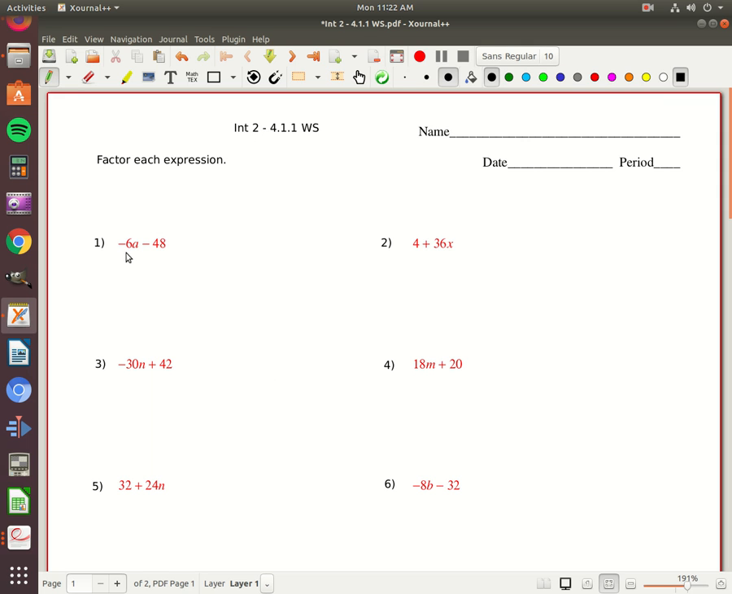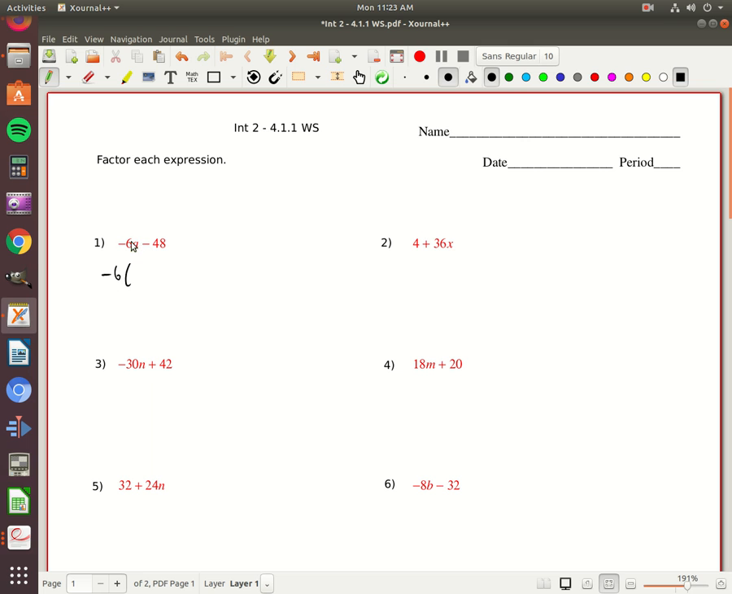So if I look here, I know that I can take a negative, right? They both have a negative to give. They both have a 6. 6 goes into 6 once. 6 goes into 48 8 times. You'll notice I can't take an a from both of them. I can take an a here, but I can't take an a here. And I have to be able to take something from both of them. So negative 6 is the most I can take.